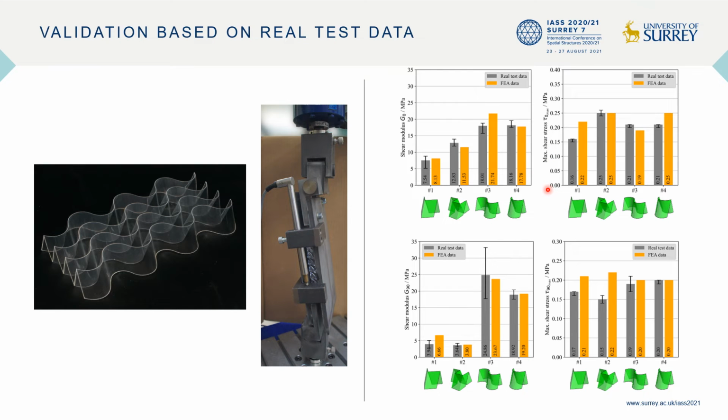To validate this new numerical method, we built some real cores out of PET and tested these cores on a universal test machine under shear in 0 and 90 degrees. The results for the shear modulus and the maximum shear stress for 4 geometries can be seen here for 0 degree direction and here for 90 degree direction. And we can see that the real test data matches really well with the FEA data, and the presented method can be seen as validated.